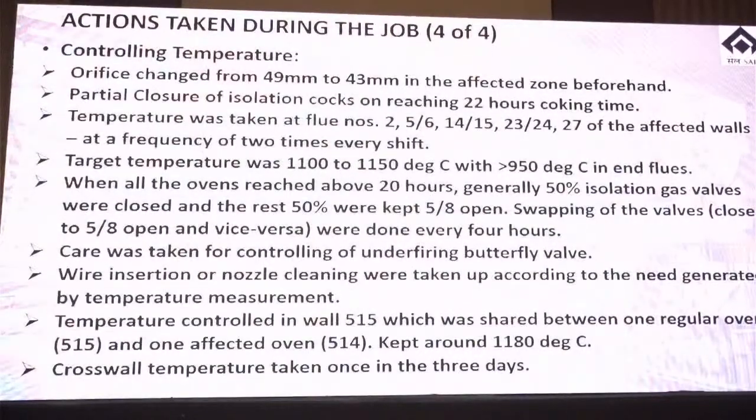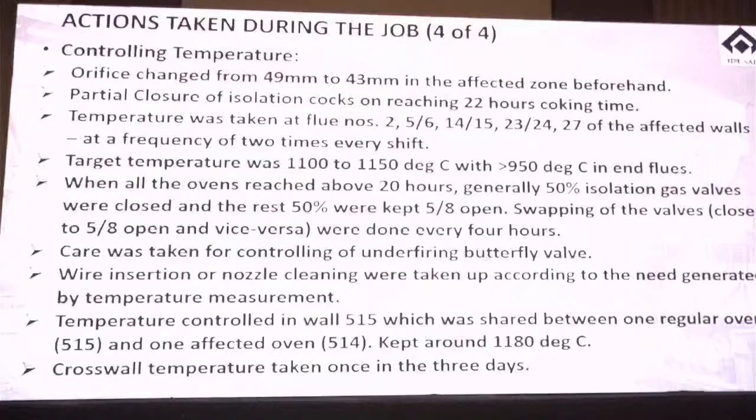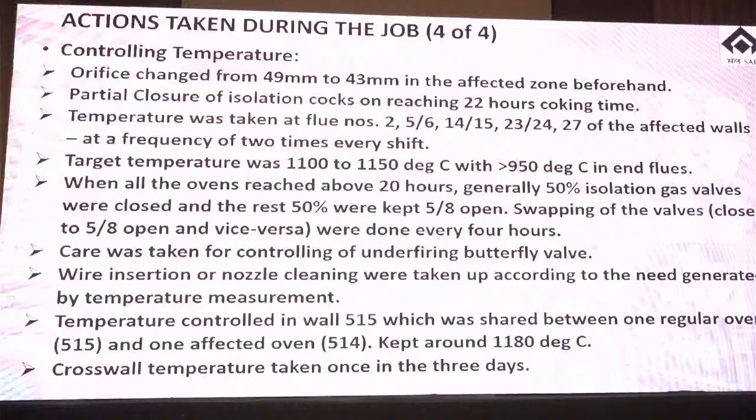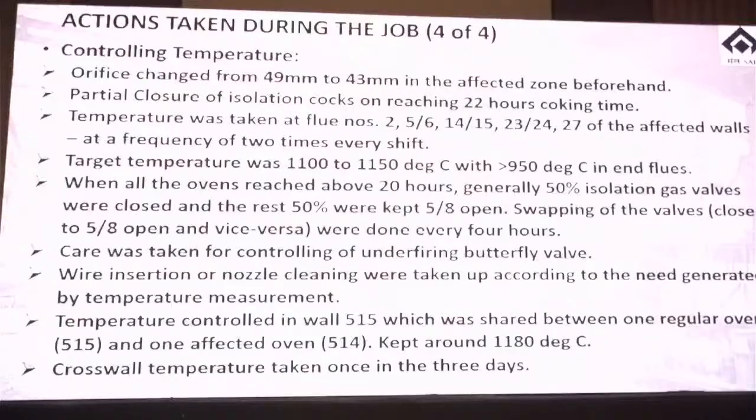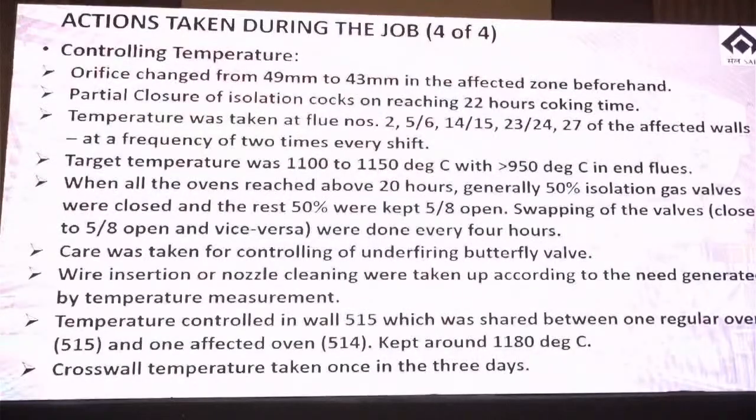Regarding the heating part, we decreased the orifice from 40 mm in the orifice boxes. Isolation blocks were done on reaching 22 hours. Temperature was taken at flue numbers 2, 5, 6, 14, 15, 23, 24 and 27 in the affected walls every 4 hours. Target temperature was 1100 to 1150 with greater than 950 degrees centigrade in end flues.